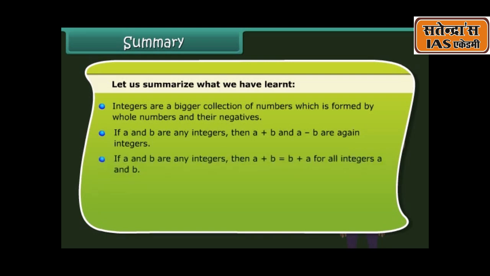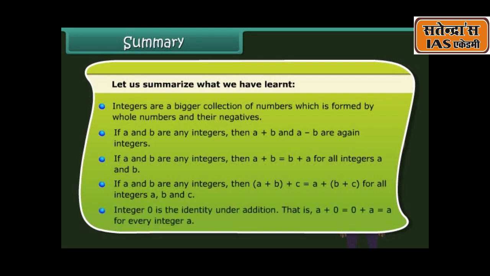If a and b are any integers, then a plus b is equal to b plus a for all integers a and b. If a, b, and c are any integers, then (a plus b) plus c is equal to a plus (b plus c) for all integers a, b, and c. Integer 0 is the identity under addition. That is, a plus 0 is equal to 0 plus a, which equals a for any integer a.